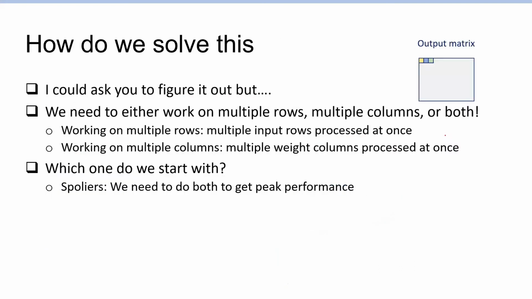So how do we solve this? I could just toss the code to you and ask you to figure it out, but I don't think that would be a good thing to do given the time constraints we have in the quarter. So here's a significant direction towards the solution. We need to either work on multiple rows or multiple columns at the same time, or both.